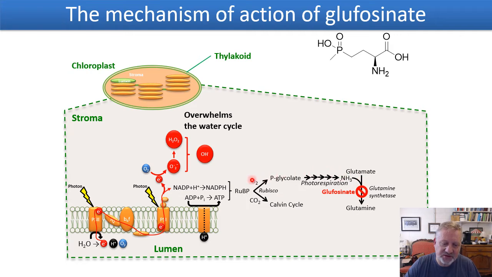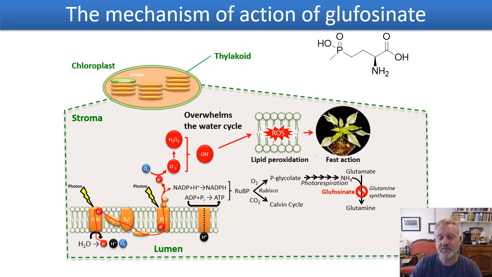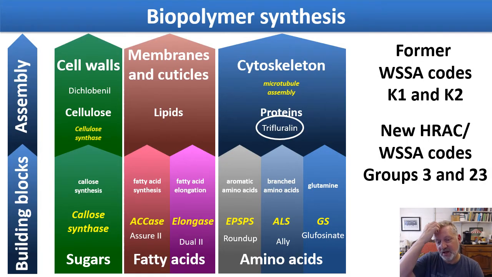Glufosinate backs up the whole system, and these excess electrons actually react with oxygen and form hydrogen peroxide, superoxides, and hydroxyl radicals, which are very toxic reactive oxygen species that can react with membranes, and that causes lipid peroxidation. So it's kind of complicated that an inhibitor of amino acid biosynthesis actually kills the plant by the formation of ROS. And then you have very rapid desiccation of the tissue.